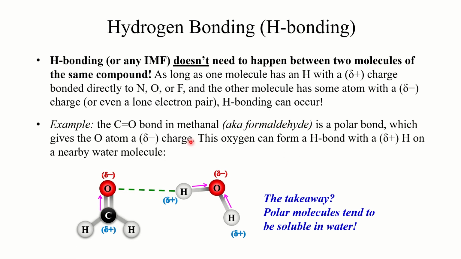So a good example of this would be the C double bond O, the carbon to oxygen double bond in methanol. This is methanol right here. This is the official IUPAC name, but the common name for this is formaldehyde. This has a polar bond with a partial positive charge on the carbon and a partial negative charge on the oxygen. This gives the oxygen the partial negative charge it needs to bond with the partial positive charge on the hydrogen atom from a water molecule. So this is still technically a hydrogen bond.